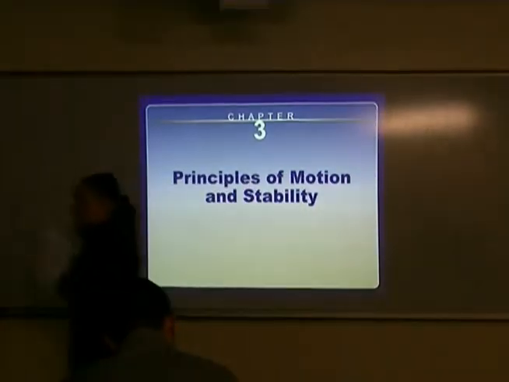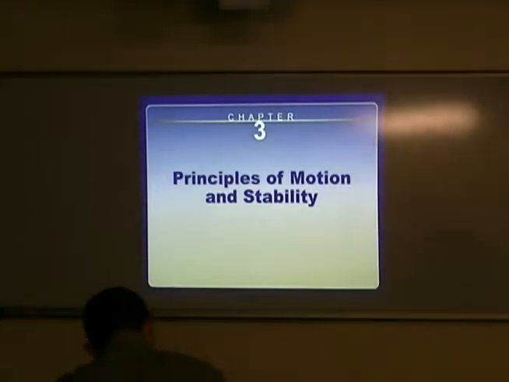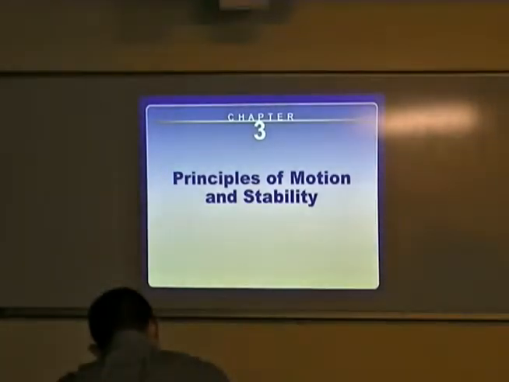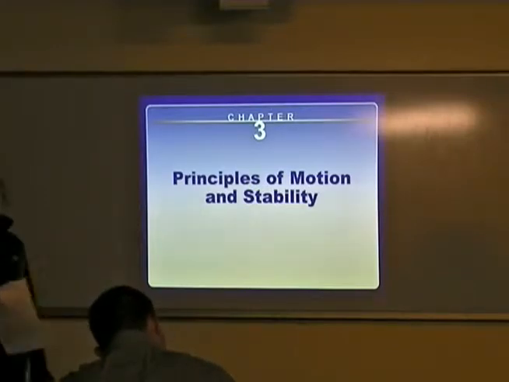Remember that your first paper that you've got to write is going to be on this theory. So the better you understand the theory, the better the paper will be.